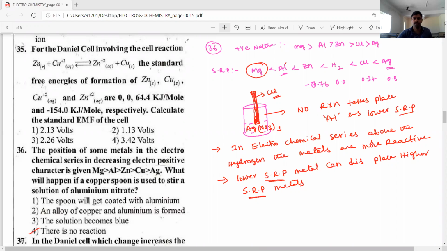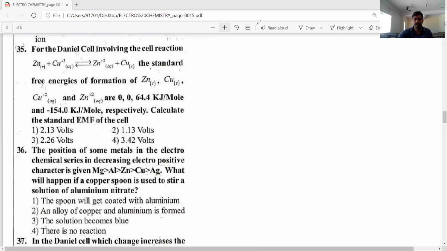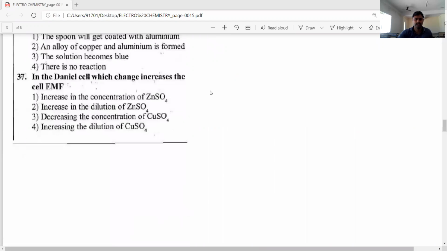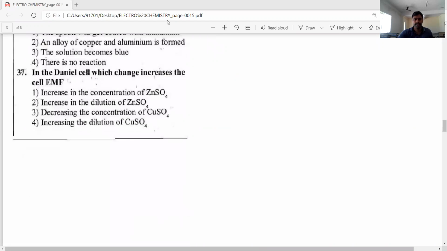Okay, students, understood? Once again, everyone revise. The electrochemical series is very important. Okay, let's go for the next question, the 37th question.